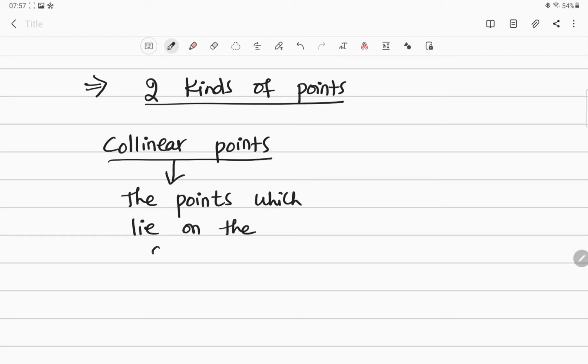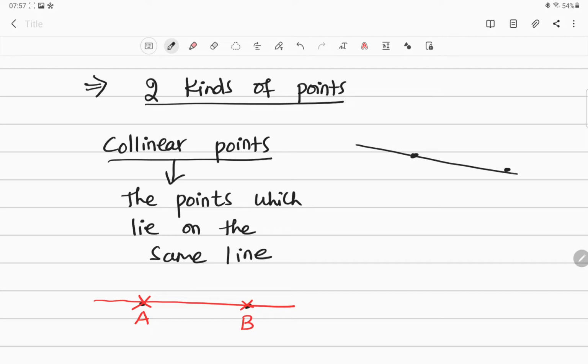On the same line, those points should be there. For example, I have one point here and another point here, and I can join them with the help of a line. These two points, for example point A and point B, are on the same line, correct? If I choose another two points, say x and y, they are also collinear. So two points taken are always collinear.